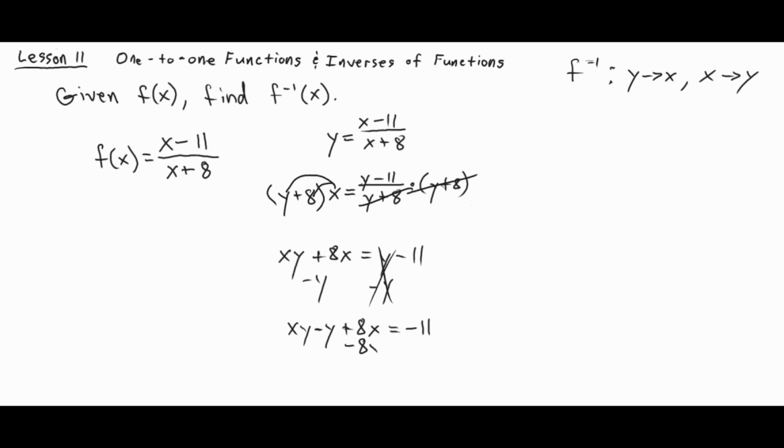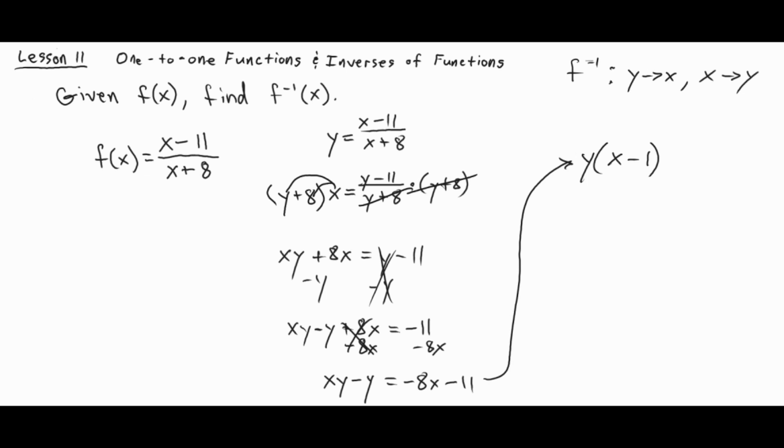And then we're going to subtract 8x from both sides because it doesn't have a y in it. And now what we have left is xy minus y is equal to negative 8x minus 11. Okay? And so now, come up over here, we're going to factor out the y. So now we're going to have y times x minus 1. And y times x is xy, and y times negative 1 is negative y. So it does work. Equals negative 8x minus 11.